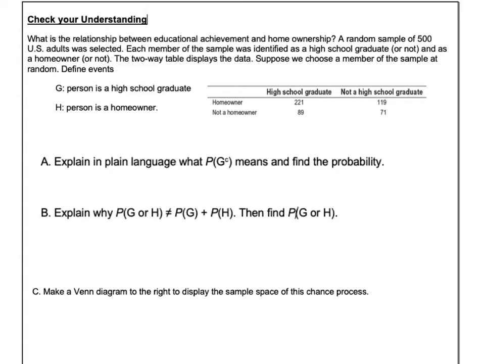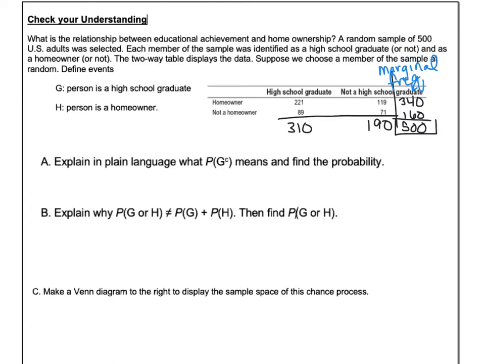H is a person who is a homeowner. Okay, so I always begin by finding my marginal frequencies, which means I'm just adding 221 plus 119 is 340. 89 and 71 is 160. I'm going to find my marginal frequencies down here. 221 plus 89 is 310. 119 plus 71 is 190. And then I add, and what do I get both directions? I better get the same value. I get 500. That's a good thing.